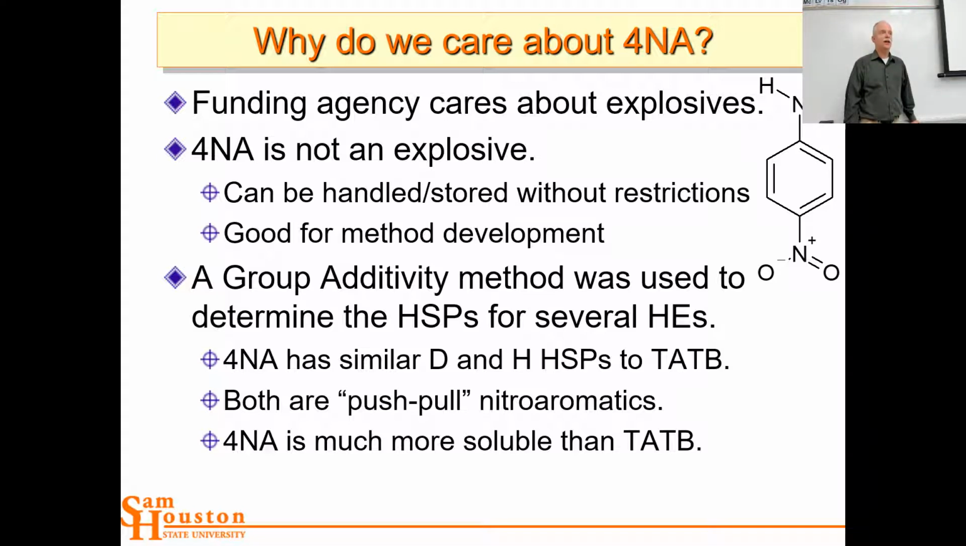And so it has a very similar electron cloud, only it's not exactly the same, but it has the ability to form some bridging hydrogen bonds and so on. It's different in that it's polar, and TATB is not polar. But 4-nitroaniline can be handled without restrictions, and it's good for method development. So this is a good exploratory project to do with this nitroamine.